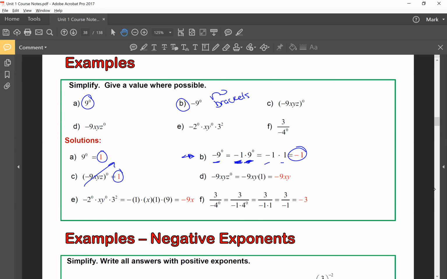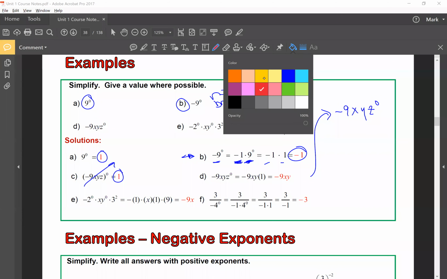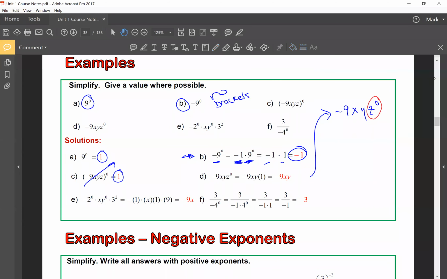D. Well, let me rewrite D just to give it a bit of space here. It's -9 x, y, z to the power of 0. But that 0 is only touching the z. So the z becomes 1.